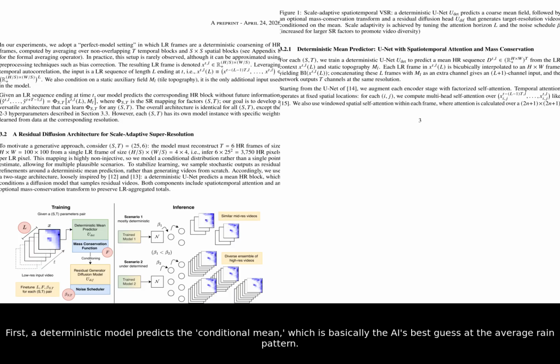First, a deterministic model predicts the conditional mean, which is basically the AI's best guess at the average rain pattern. Then, a residual diffusion model adds back the high-frequency details and fine textures that make the weather look real.